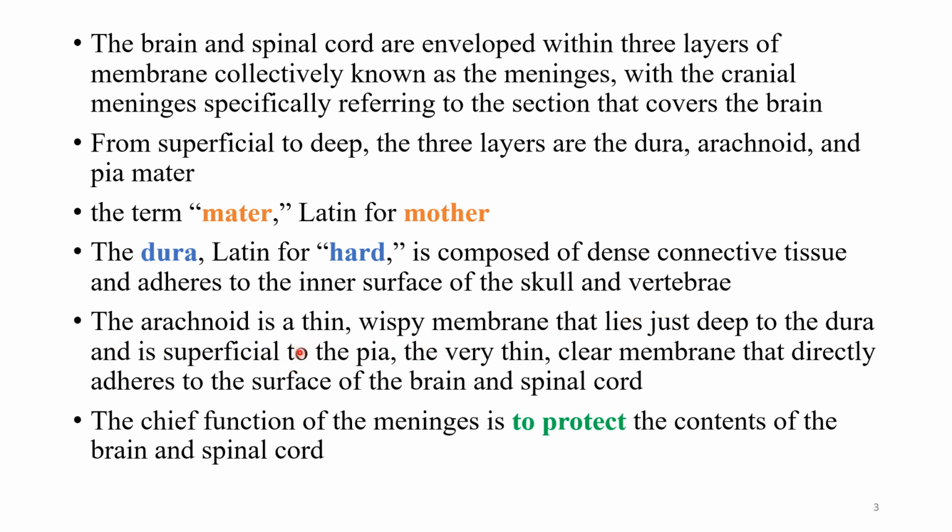The arachnoid is a thin wispy membrane that lies just deep to the dura and superficial to the pia mater. It is a very thin clear membrane. Pia mater is also a very thin and clear membrane. This pia mater directly adheres to the surface of the brain and spinal cord. So, dura mater, arachnoid and pia mater. The chief function of the meninges is to protect the contents of the brain and spinal cord.